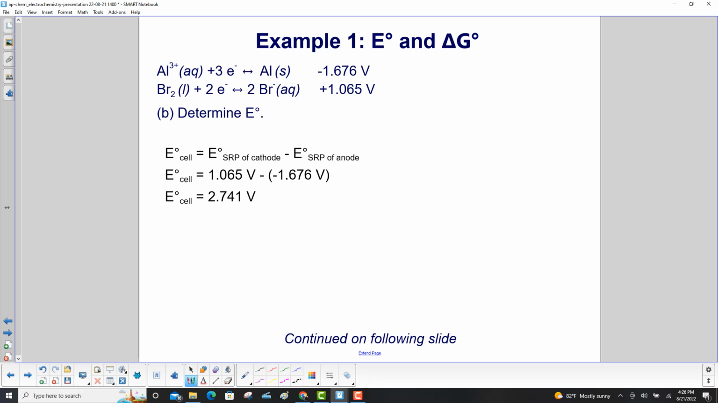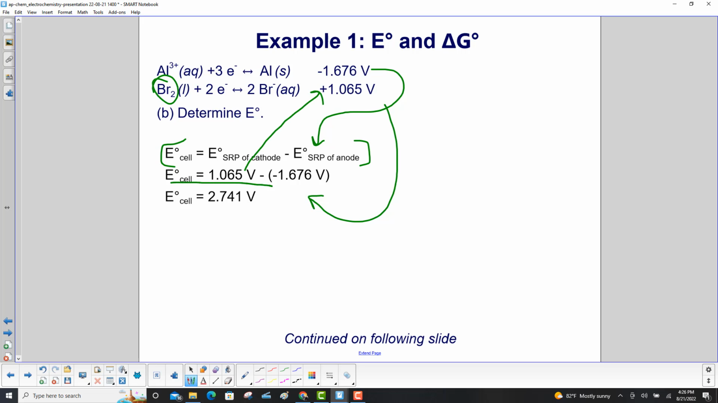Determine E0. Well, E0 of the cell is E0 of the SRP of the cathode minus E0 the SRP of the anode. Now the anode has the most negative SRP. So that's right here. Aluminum is the anode, and that's going to be negative 1.676. The cathode then is the bromine, and that's 1.065. Carry out the math, and we get 2.741 volts.